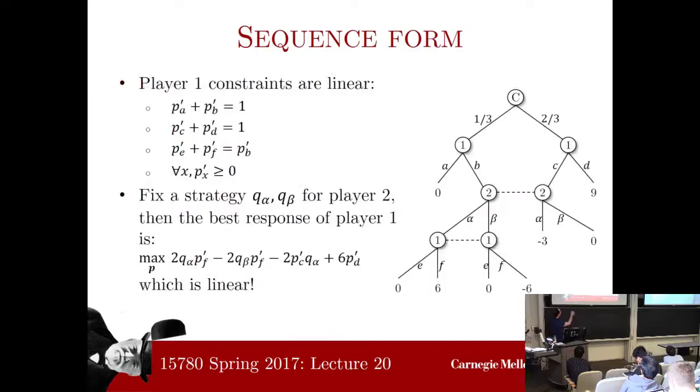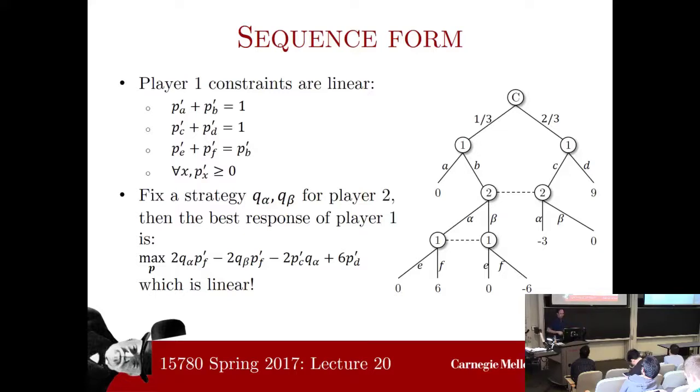So what we would get in the game is the following. Like before, P prime A plus P prime B equals 1. So far, player 1 hasn't taken any actions. Same for P prime C and P prime D, and we fix Q alpha and Q beta. The only difference is now we say P prime E plus P prime F is equal to P prime B. So that's how we broke down P prime B into these two probabilities.